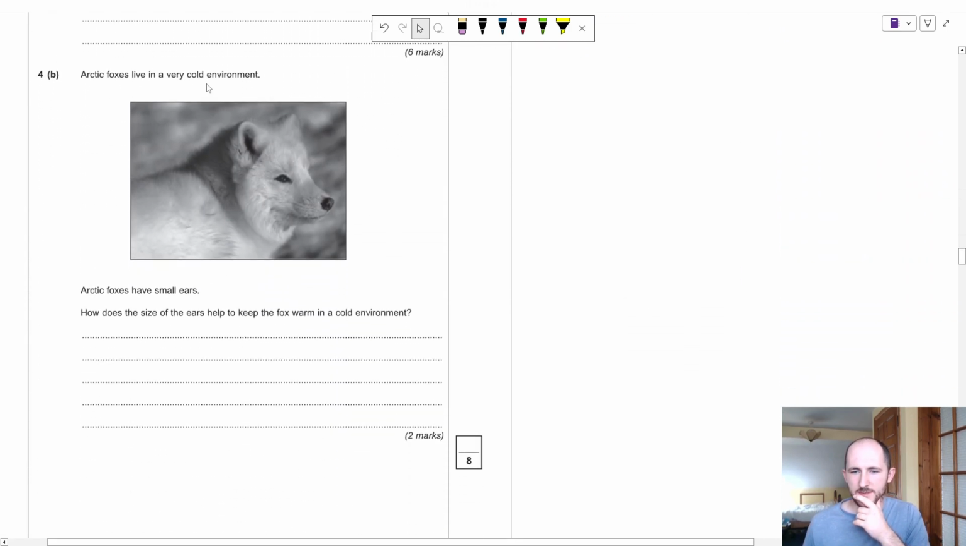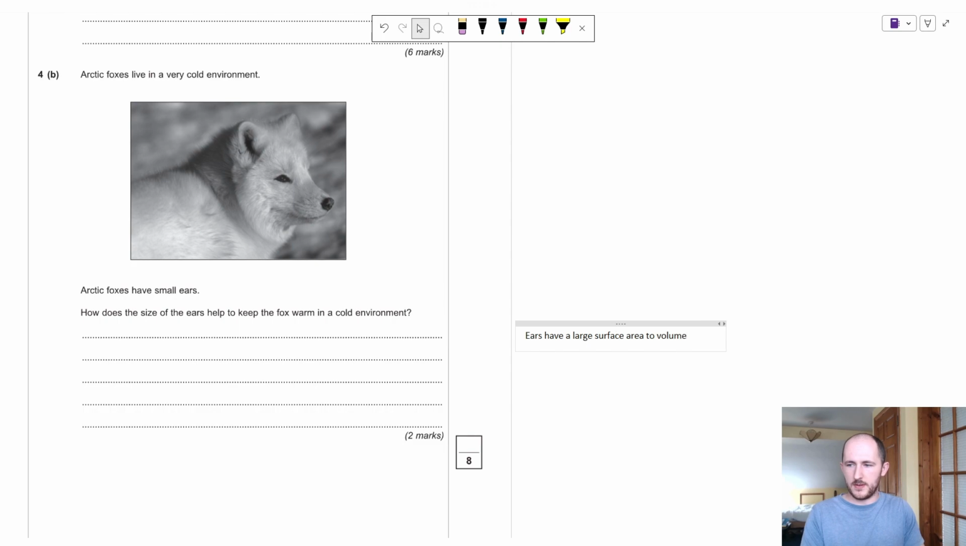Arctic foxes live in a very cold environment. Arctic foxes have small ears. How does the size of the ears help keep the fox warm? Okay, so this is all to do with surface area to volume ratios. So ears have a large surface area to volume ratio, which increases heat loss due to radiation. Small ears lower the surface area to volume ratio, reducing the rate of heat loss via radiation. Simple.